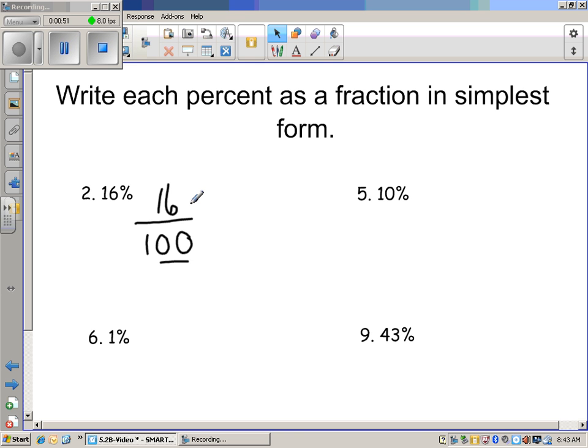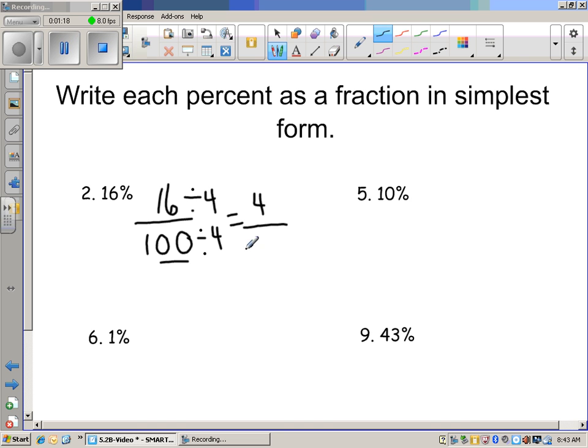So I'm going to find the greatest common factor, or the biggest number that divides evenly into both numbers. So I'm going to divide the top and the bottom by 4 because that is the greatest common factor for both. 16 divided by 4 is 4, and 100 divided by 4 is 25. 4 over 25 is in simplest form, so that will be our final answer.